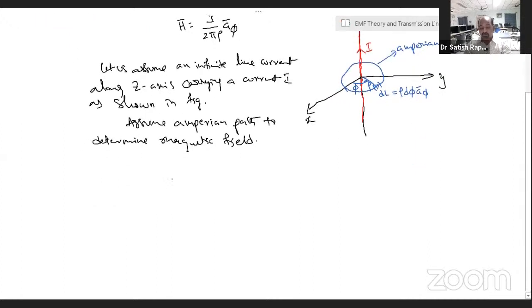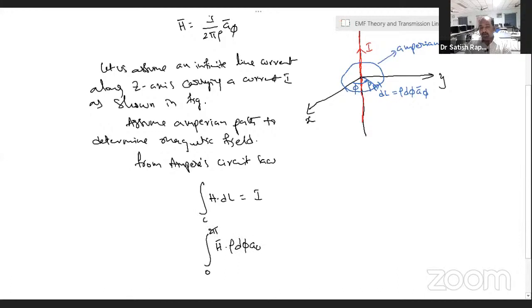Now from Ampere's circuit law, the line integral of H dot dl is equal to I. This can be written as the integral from 0 to 2 pi of H bar dot dl. What is dl? dl is rho d phi a phi bar.